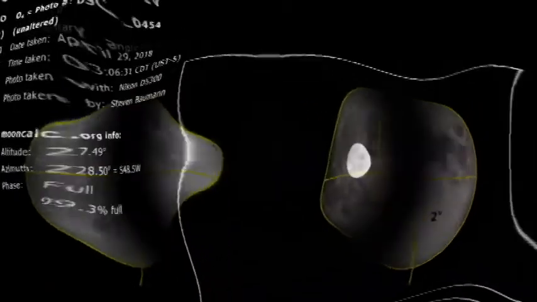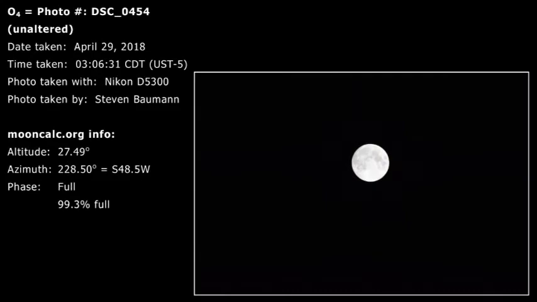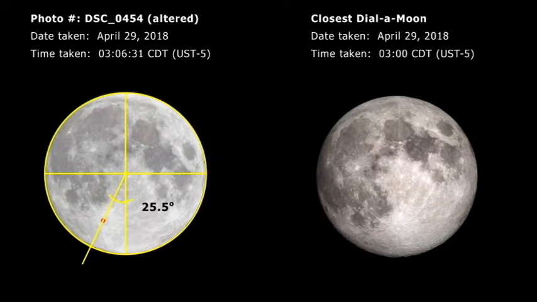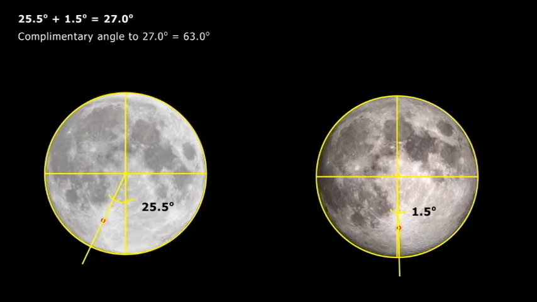Raw photo. There's the cropped and altered one, so I could see Tycho. There's Tycho marked. I get 25.5 degrees. There's my Dial-a-Moon. Now, my 25.5 degrees on mine is in the southwest quadrant, but here in the Dial-a-Moon photo, it's still in the southeast, so I have to add my two angles, and then I figure out my complementary angle, which in this case is 63 degrees.